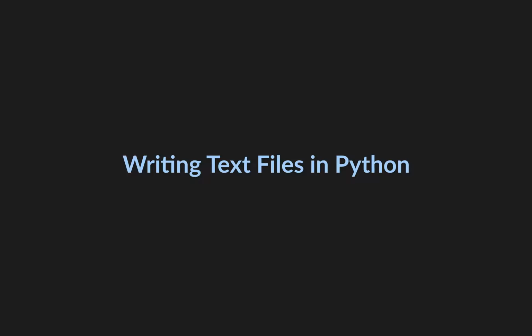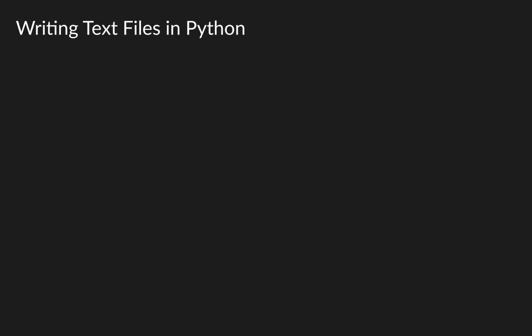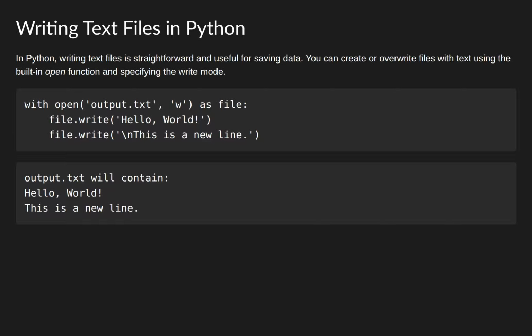Writing text files in Python. In Python, writing text files is straightforward and useful for saving data. You can create or overwrite files with text using the built-in open function, specifying write mode.